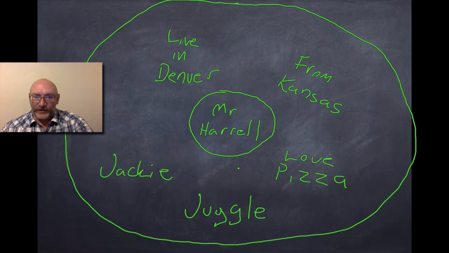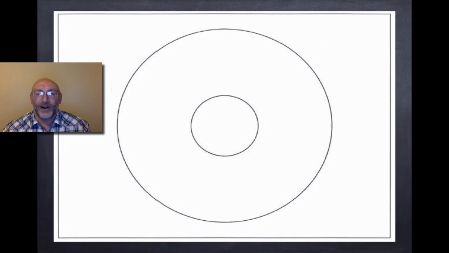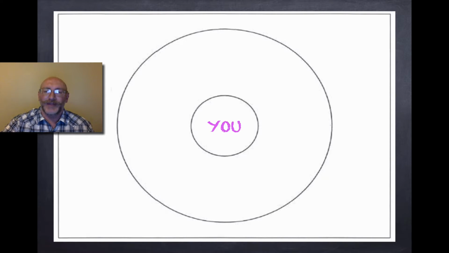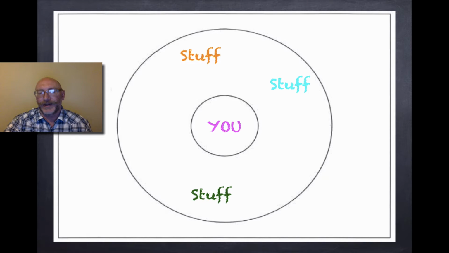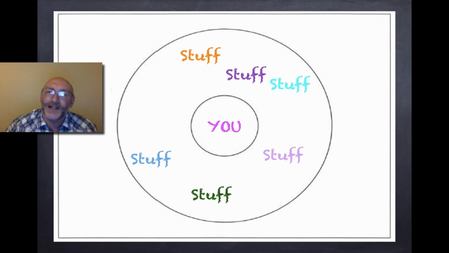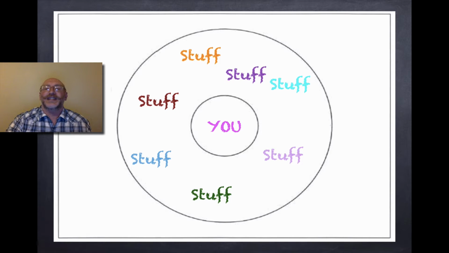What you're going to do is make a circle map for yourself. Of course, yours isn't going to say Mr. Harrell in the middle. You're going to have your own name, not Y-O-U, but your name spelled out. Then you're going to have a bunch of stuff around it that defines you. You're not going to write the word stuff over and over again, but you're going to write things that define you, like I wrote about myself.